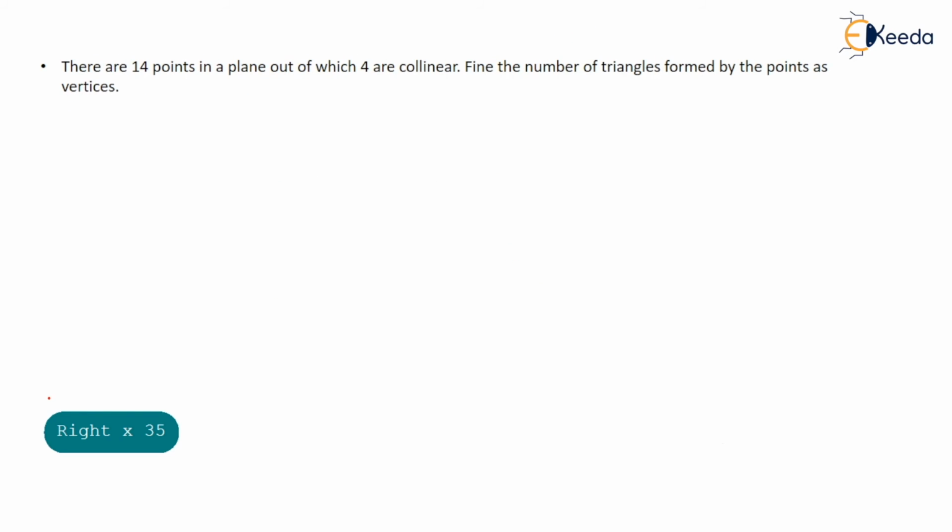Okay, so here is a question: there are 14 points in a plane, out of which 4 are collinear. Find the number of triangles formed by the points as vertices. So you know that there are 14 points, and to form a triangle, how many points or vertices are required? 3 points are required. So out of 14, you have to select 3 points.